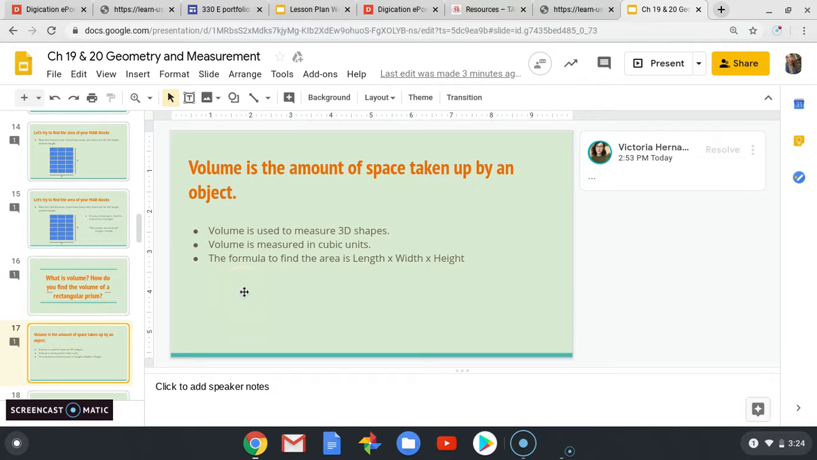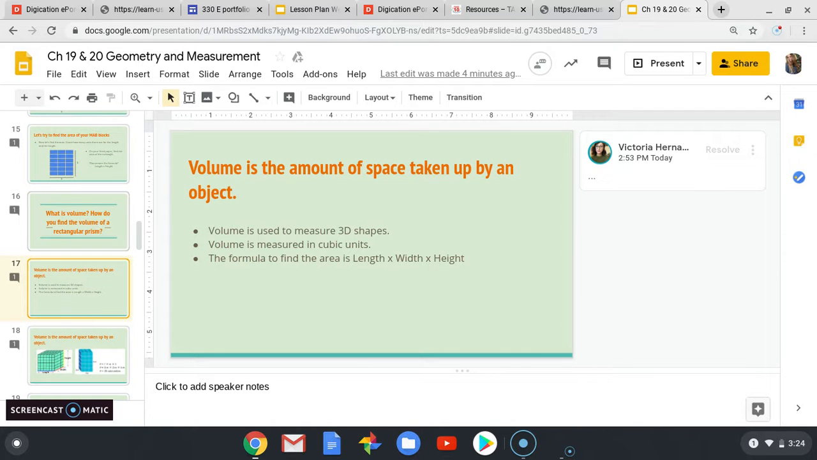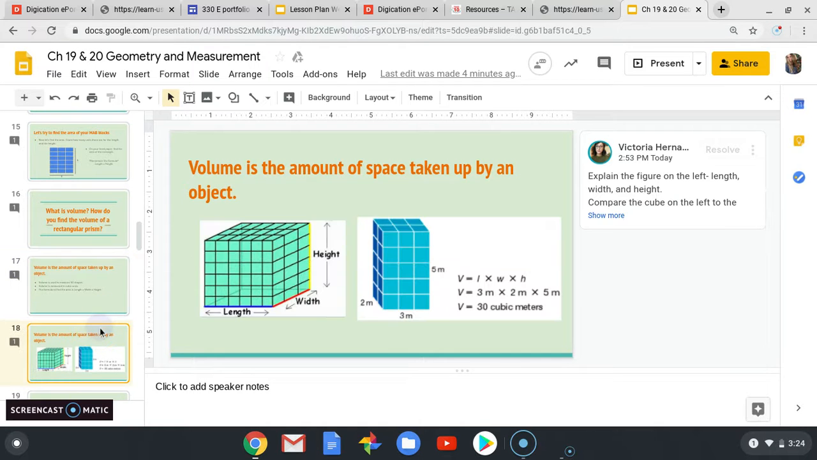Please write this down in your notebook. You need this definition. Volume is the amount of space taken up by an object. Volume is used to measure 3D shapes. It is measured in cubic units, and the formula is as follows: length times width times height. So 3 different multiplications. Again, volume is the amount of space taken up by an object.